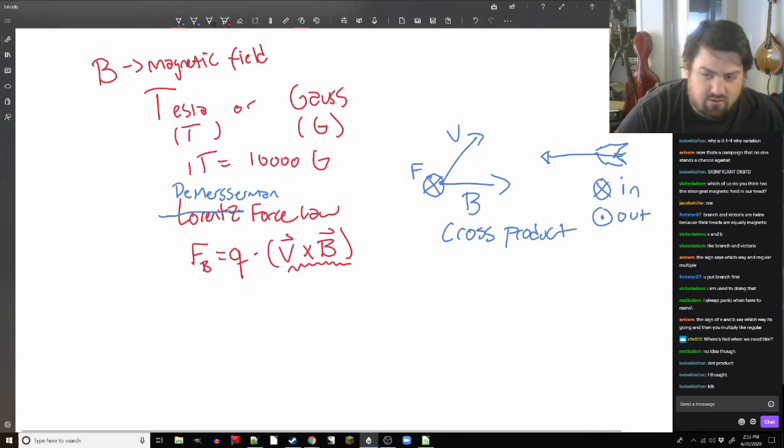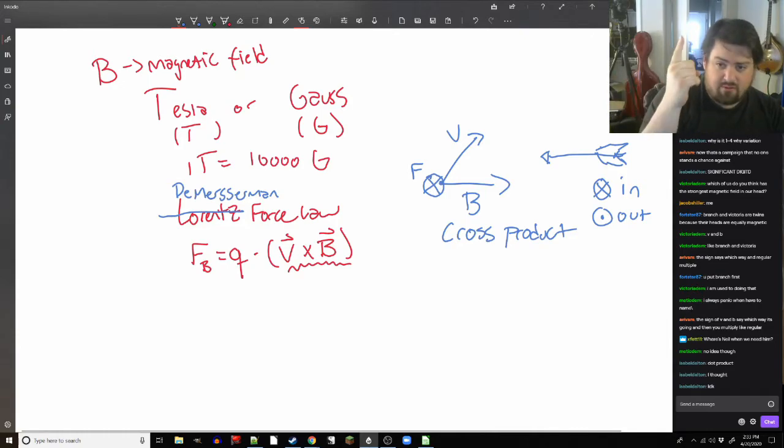So that's pretty critical to understand how to do problem 1 from the homework. And all problem 1 is doing is applying this right-hand rule. So remember, B field is pointer finger, velocity is thumb, and the middle finger coming out of your palm is the force. That's all that problem is, just applying that a couple of times.